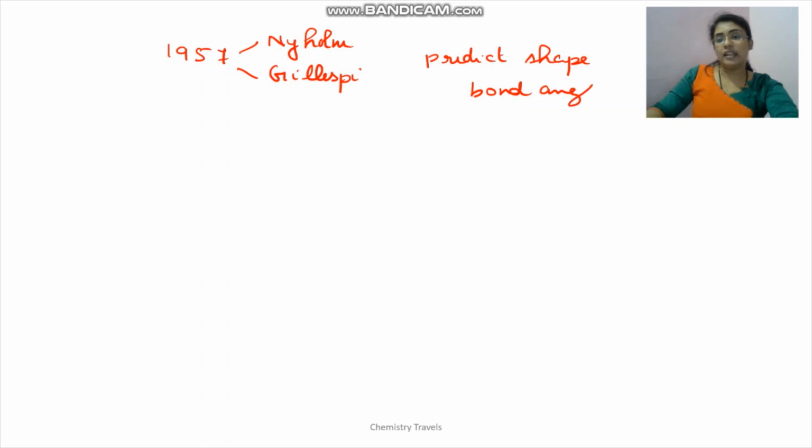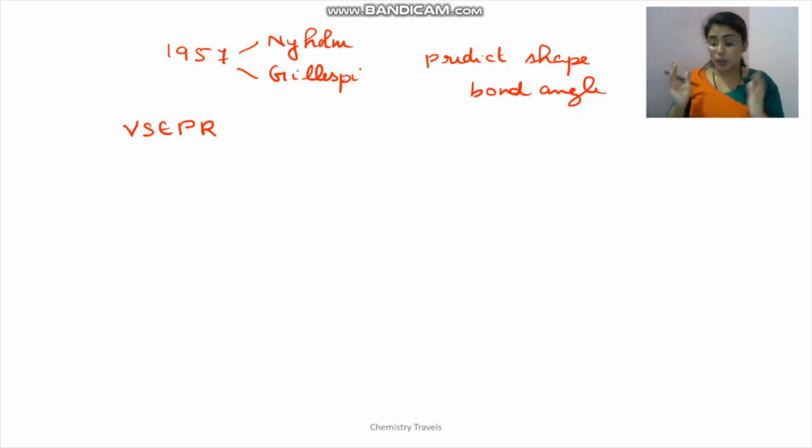As the name suggests, VSEPR, valence shell electron pair repulsion. With this theory we predict the shape of the molecule depending on the repulsion of the electron pairs in the valence shell around the central metal atom. So it is the repulsion that gives rise to various shapes or geometries in different molecules.